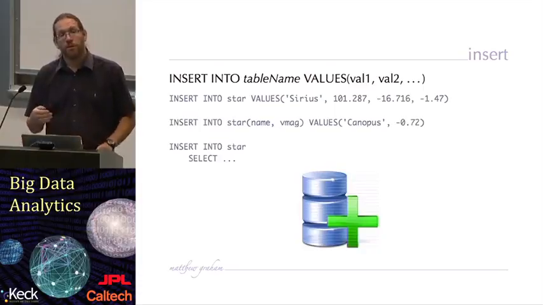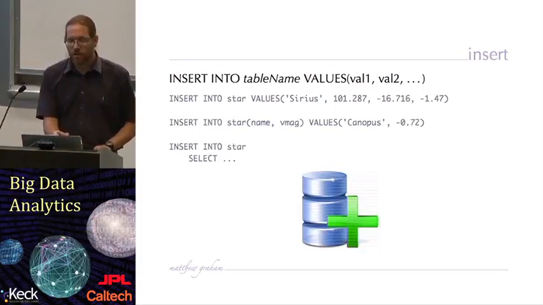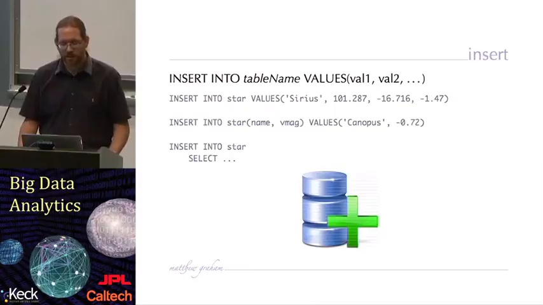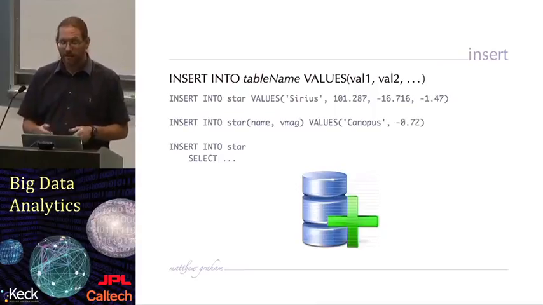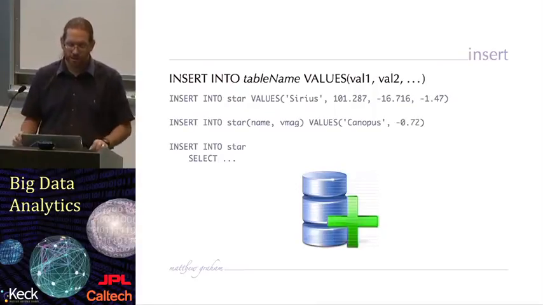If I only want to put information in for a certain number of columns, then I need to specify what those columns are before the values keyword, so that second operation shown there, insert into star, and it's only the name and the V magnitude columns that I'm putting values into. In this case, it's Canopus, and minus 0.72 will go into that.